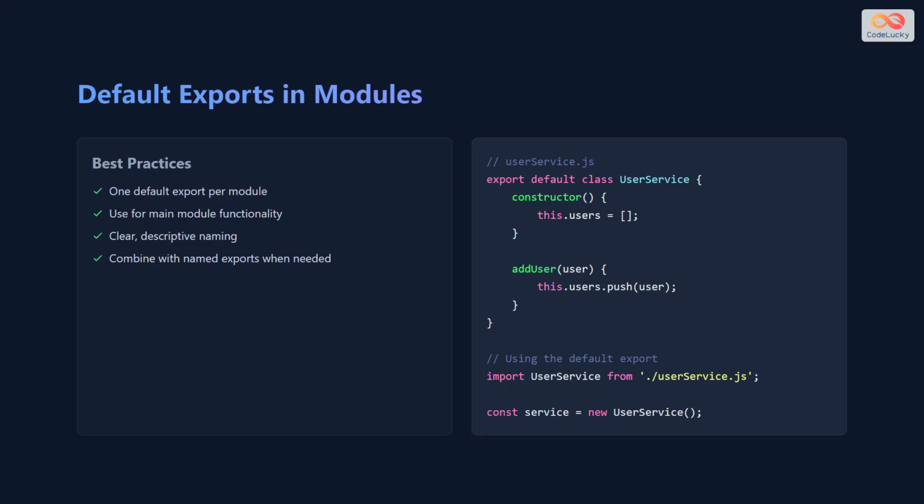A class named userService is exported as the default export. The class constructor initializes an empty array named users, and the addUser method adds a new user object into the users array. In the example, we are importing the userService class as the name userService from the file, and creating a new object from it.